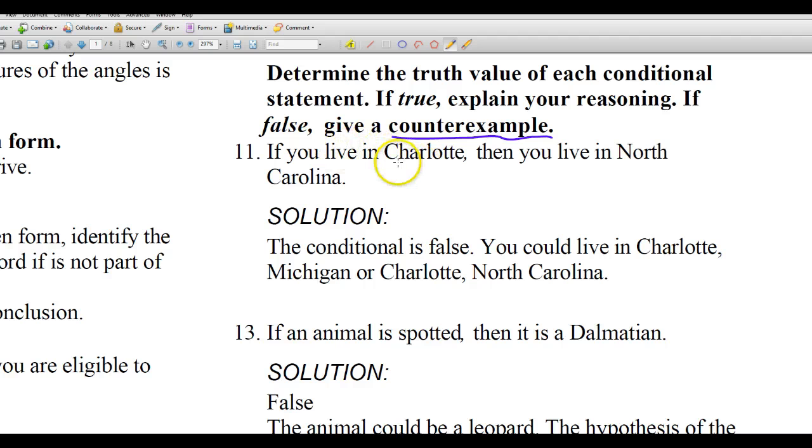On number 11, if you live in Charlotte, then you live in North Carolina. Solution, the conditional is false. You could live in Charlotte, Michigan, or Charlotte, North Carolina. So just because you live in Charlotte does not mean that you have to live in Carolina, is basically what it's saying. And the counterexample is Charlotte, Michigan, or Charlotte, North Carolina.